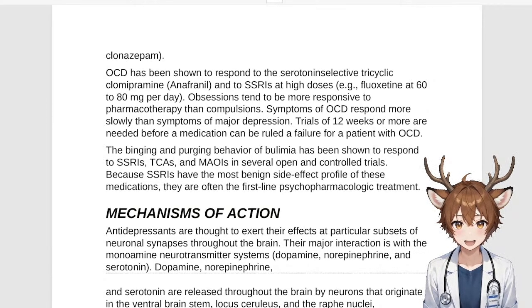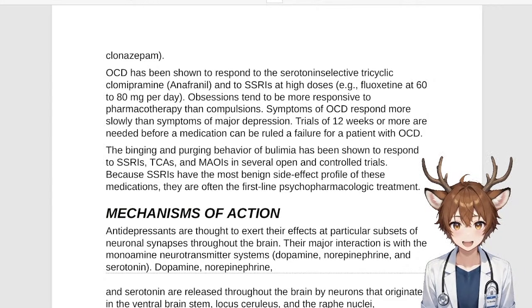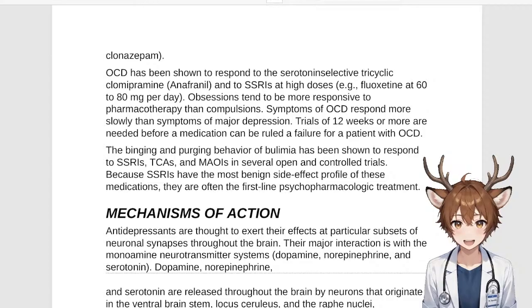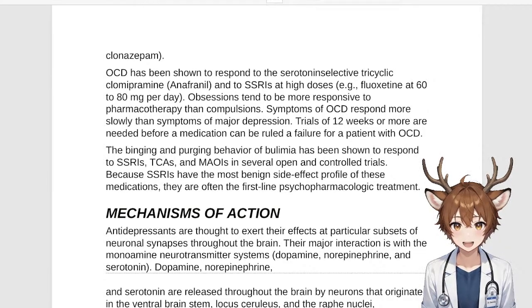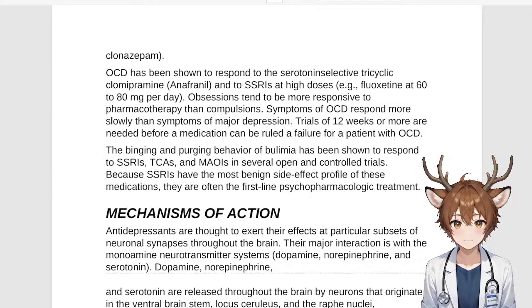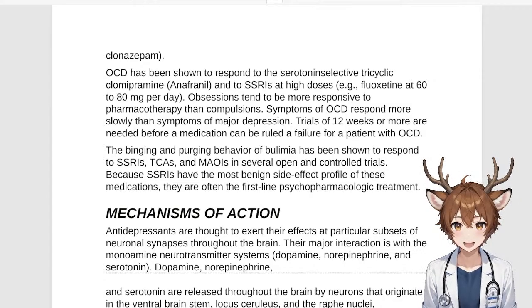The binging and purging behavior of bulimia has been shown to respond to SSRIs, TCAs, and MAO inhibitors in several open and controlled trials. Because SSRIs have the most benign side effect profile of these medications, they are often the first-line psychopharmacologic treatment.